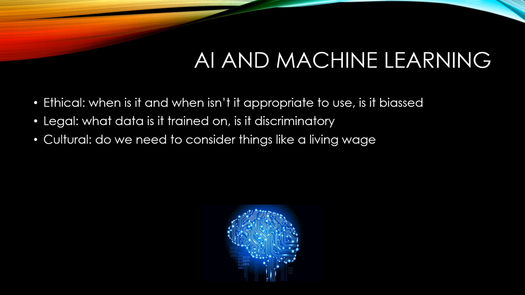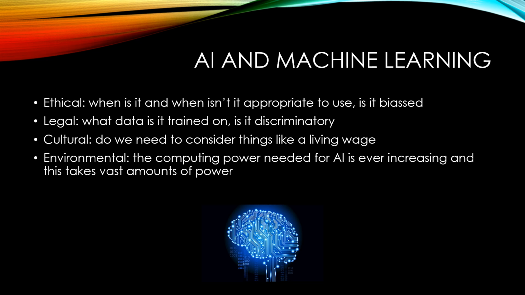Cultural considerations might consider things like, do we need to consider a living wage for all people because there might not be enough jobs to go around if AI takes over as many jobs as it's purported to be able to? Environmental concerns come up with AI, the main one being that the computing power needed for AI is ever increasing, and this takes vast amounts of power which we can't currently sustain through renewable methods.